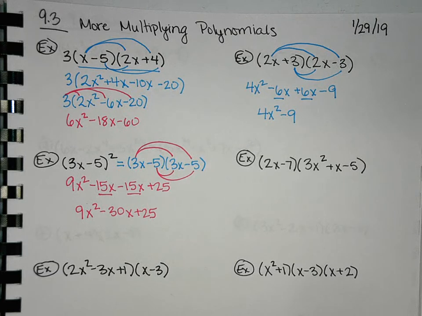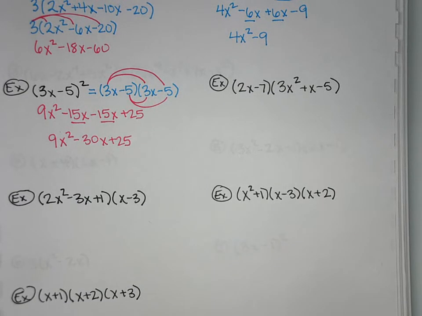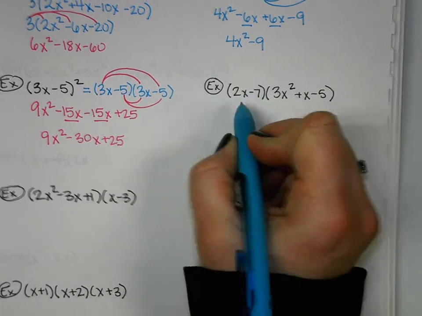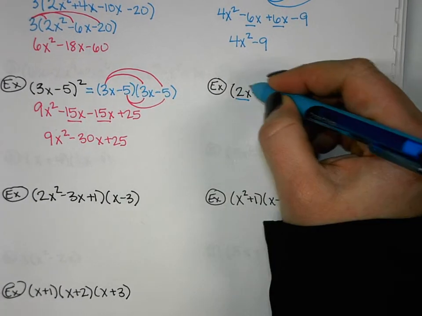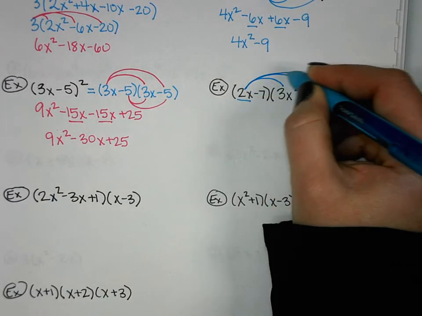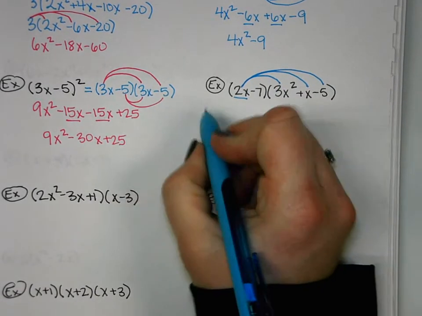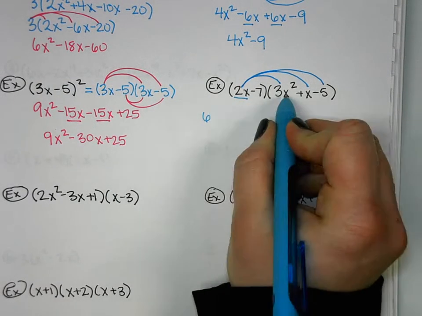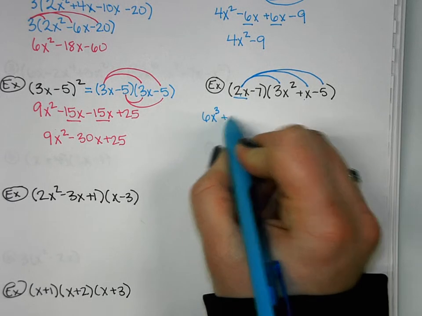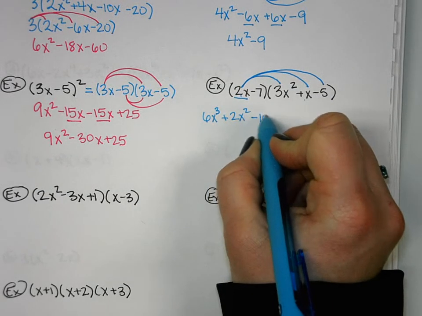Okay. So then when we do a binomial and a trinomial, we're still going to distribute like we've done, except now the only thing that changes, when I go to multiply my 2x, how many things does it get multiplied to? It'll get multiplied to all 3 instead of just 2. So we're going to start by multiplying the 2x by all three of these. So 2x and 3x squared, 6x to the third. 2x times x, 2x squared. And 2x times negative 5, negative 10x.